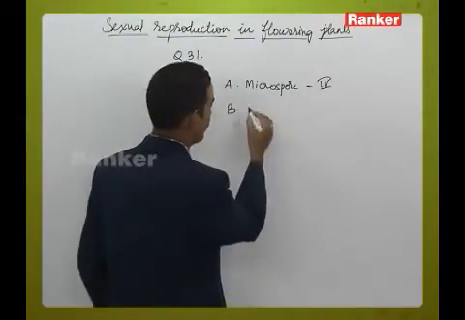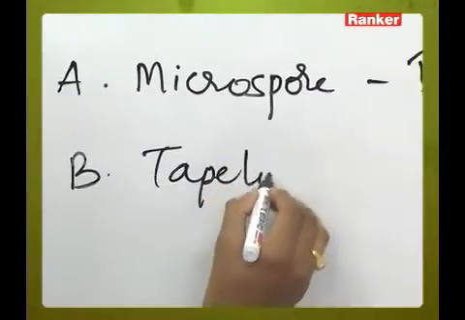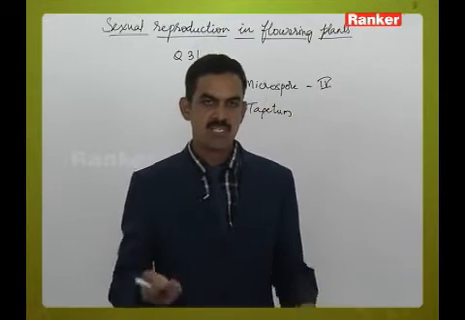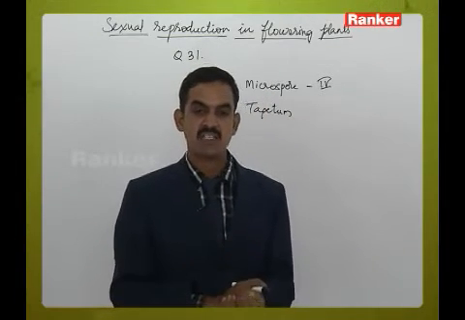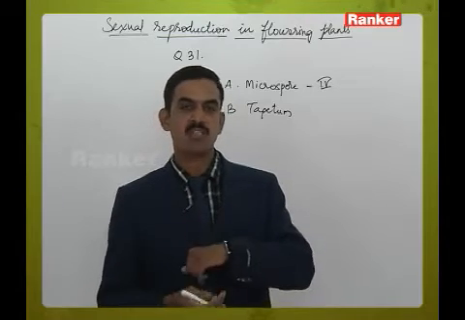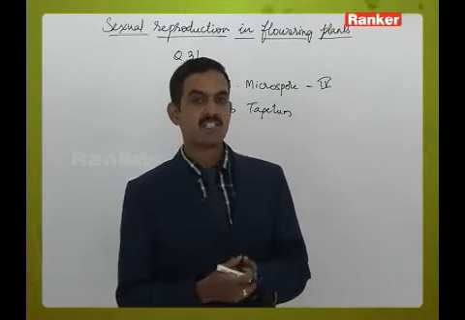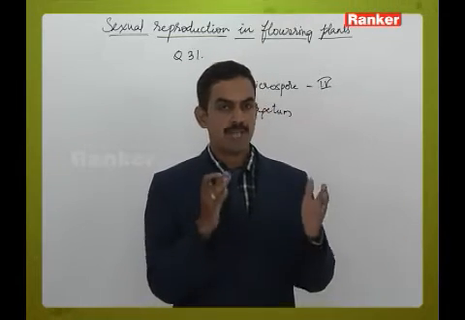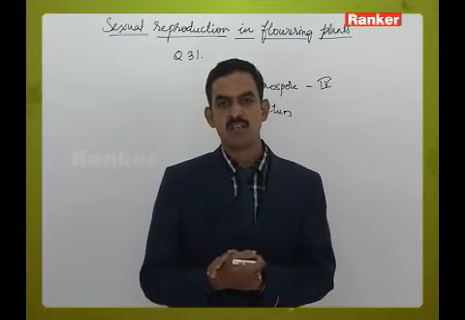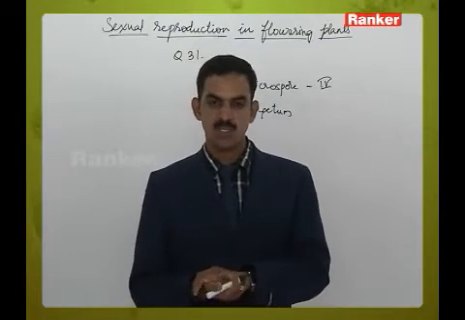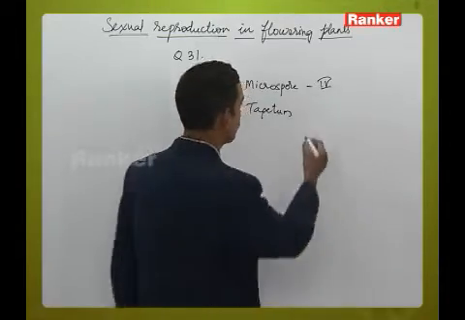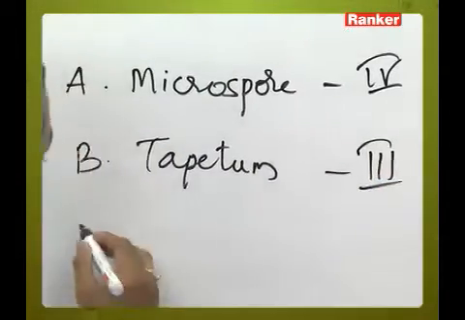B is tapetum. Tapetum is the innermost layer of the anther wall, which is nutritive tissue. Generally it contains 2 nuclei in each cell, or sometimes more than 2 nuclei also, and it is nutritive in function. Based on these characters, let's see which character is related to the tapetum in list 2. In list 2, the third option is bi or multinucleated cells, so that exactly suits tapetum.